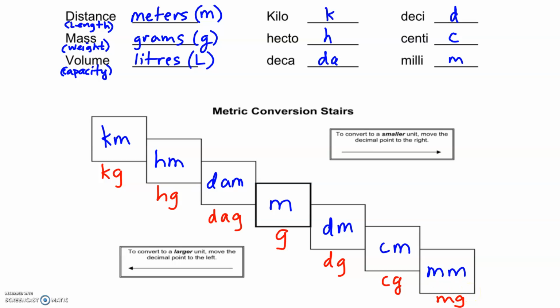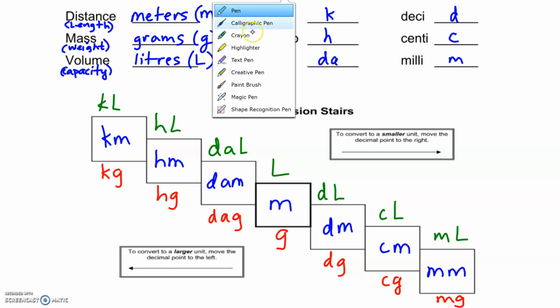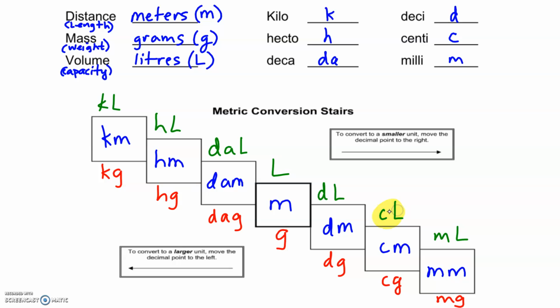And then we can do the same thing for liters. Liters is the base unit, and we can have kiloliters, hectoliters, decaliters, deciliters, centiliters, and milliliters. Now really, we don't use all these measurements in our everyday life. I have never used centiliters to measure anything.